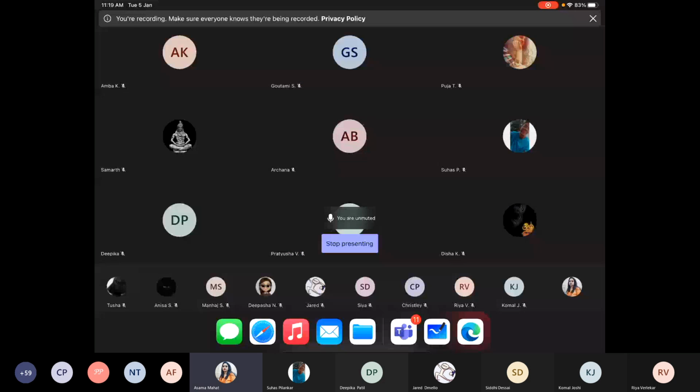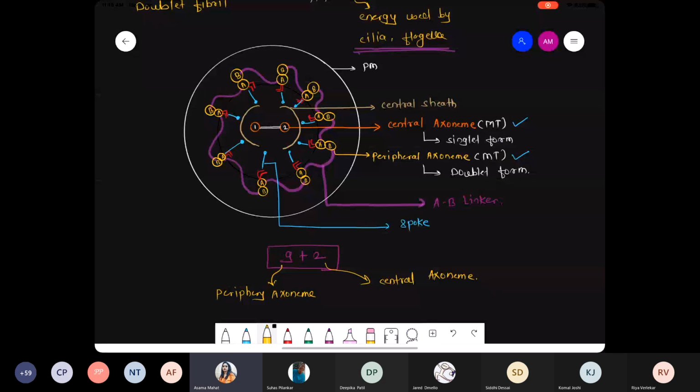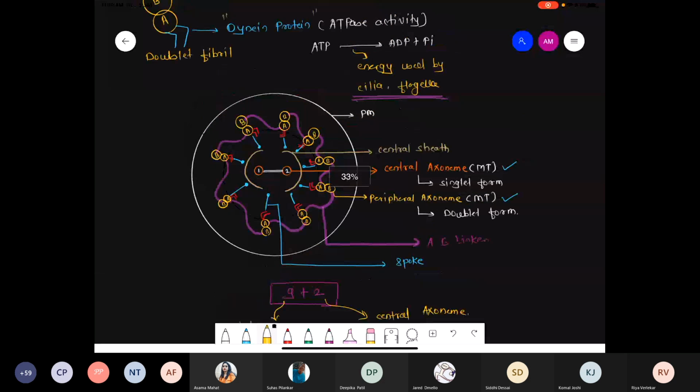Okay, should I continue? Yeah, diagram done. So this is the simple structure of the doublet fibrils, showing the 9+2 arrangement. 9 doublet fibrils are present toward the periphery, that is the peripheral axoneme, and 2 are present at the center, simply called the central axoneme. Clear?